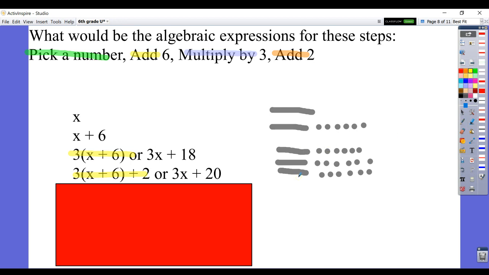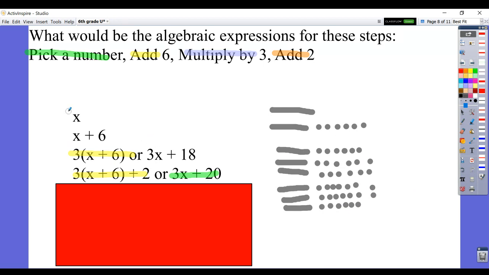If we have the 3x plus 18 and we add 2 more unit tiles, that'd be the same as 3x plus 20. So I'll make a quick sketch of that, even though, again, it won't look too lovely. But we'd have our 3x, we had our 18. And now we're just adding 2 more unit tiles.